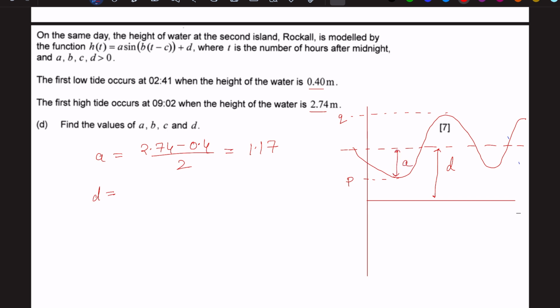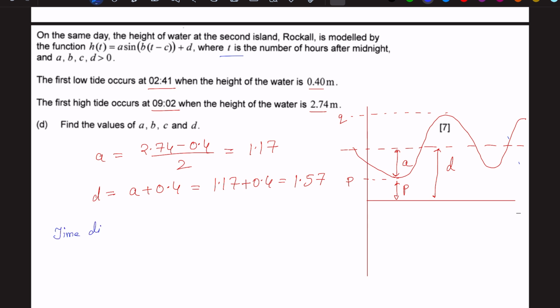I know this distance is A. So basically, if I add A with P, I should get the total value of D. So A plus the lower value 0.4, that will give me 1.17 plus 0.4, which is 1.57. So I got the values of A and D. Now next, the time period, right? So first I'll find the time difference between the high and the low tides. Here they have given in minutes and hours, so you have to convert it to decimal hours, because t is in hours.